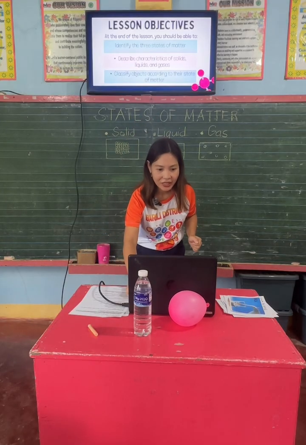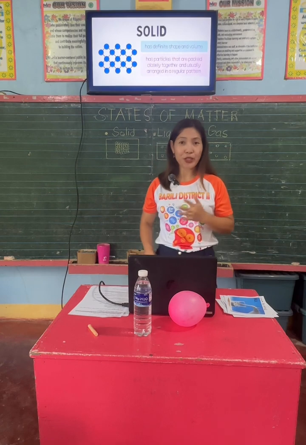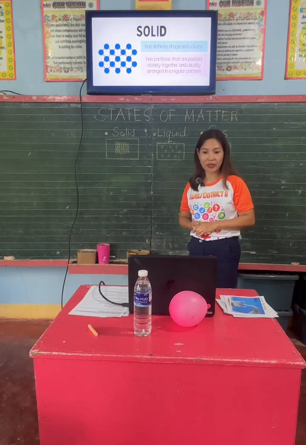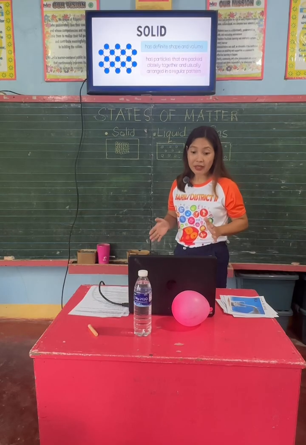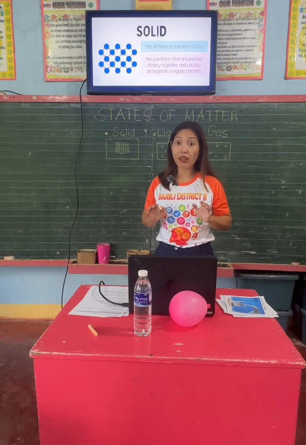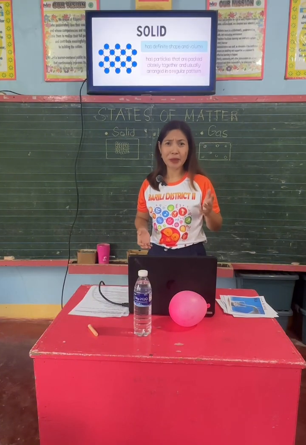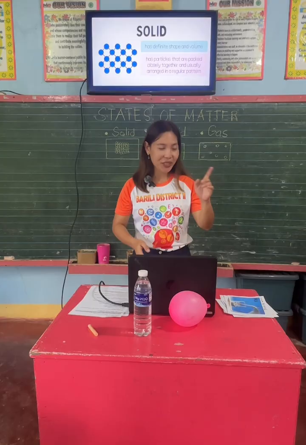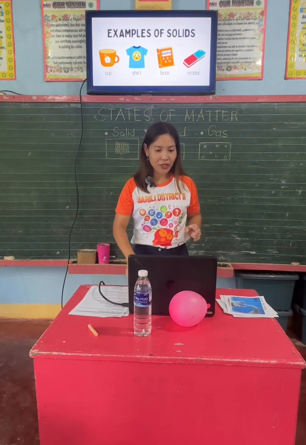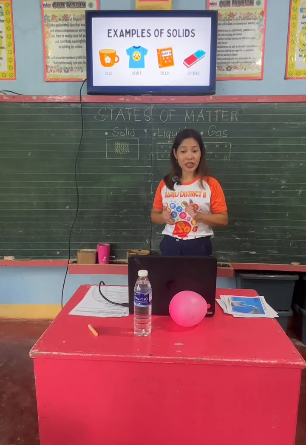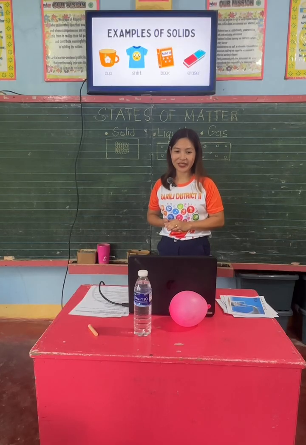Now, first we have the solid. Solid has a definite shape and volume. It has particles that are packed closely together and usually arranged in a regular pattern. So can you give me examples of solids? Yes, that's right. Very good. Okay, so these are examples of solids. You have the cup, shirt, book, and eraser.